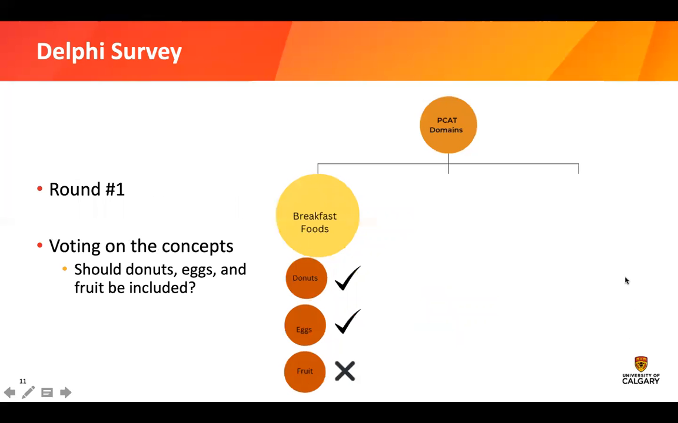So in round 1, we're not going to be presenting the items, we're only presenting the concepts. So you would be voting on whether or not donuts, eggs, and fruit should be included as part of breakfast foods. And as in this example here, you can see that donuts and eggs should be included, but fruit maybe should not be included.